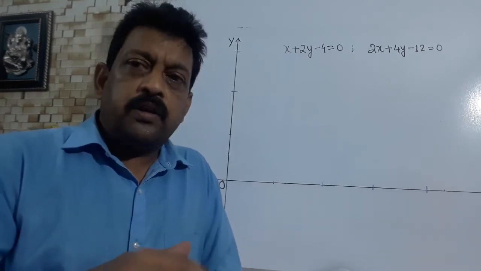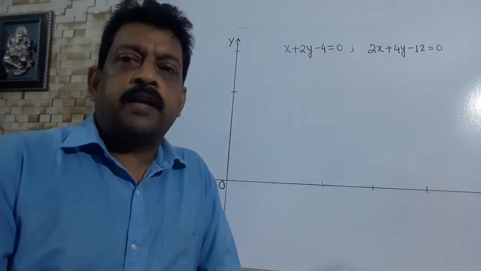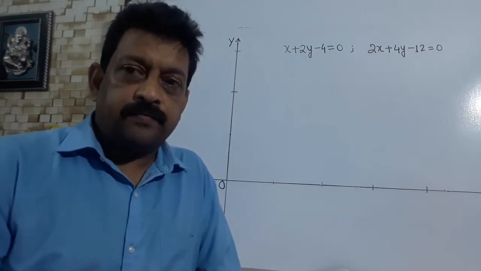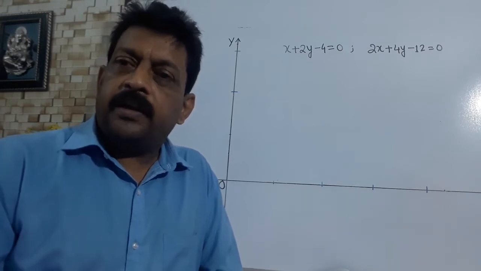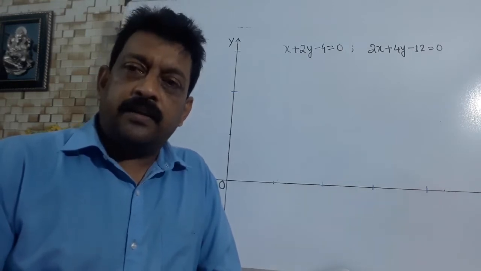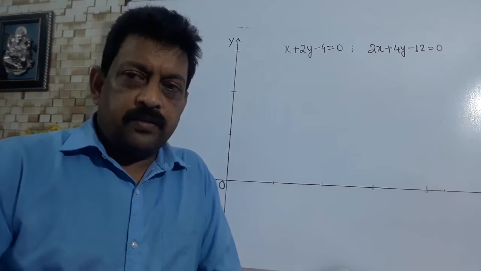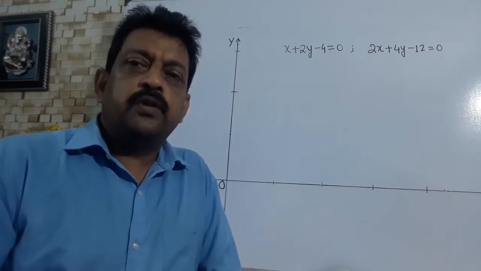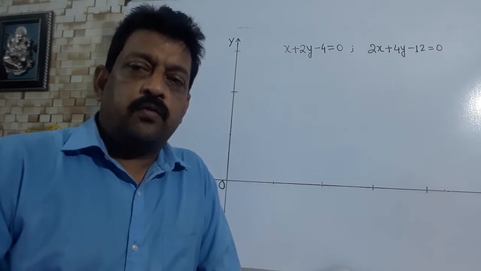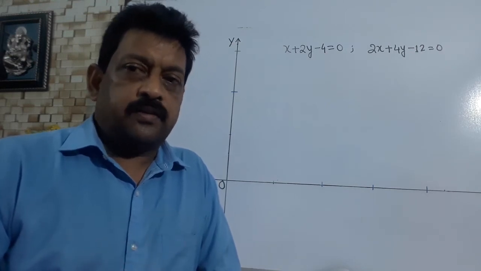Let me show you the other type, parallel lines. If two lines are given, they can form intersecting lines, parallel lines, or coincident lines. So intersecting lines were already shown to you. I am going to show you how parallel lines are formed with the given equations.